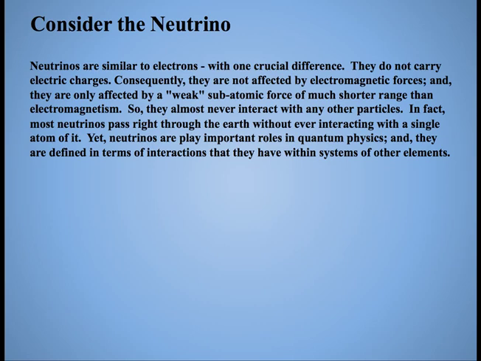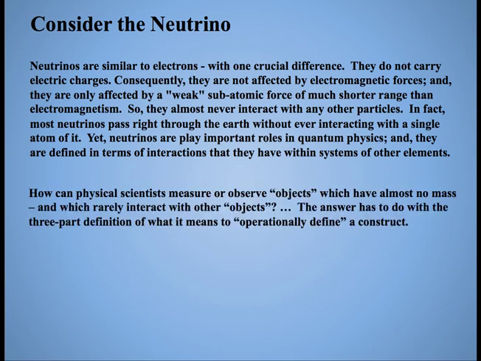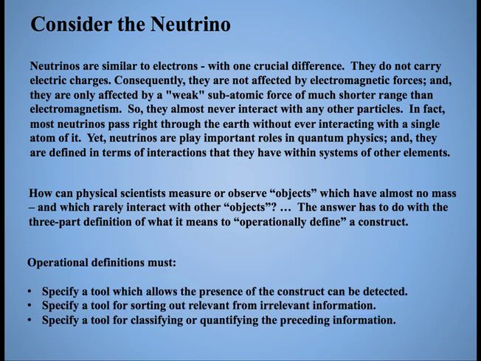Yet, neutrinos play important roles in quantum physics, and they are defined in terms of interactions that they have within systems of other elements. How can physical scientists measure or observe objects which have almost no mass and which rarely interact with other objects? The answer is to do with the three-part definition of what it means to operationally define a construct. Operational definitions must: 1. Specify a tool by which the presence of the construct can be detected.